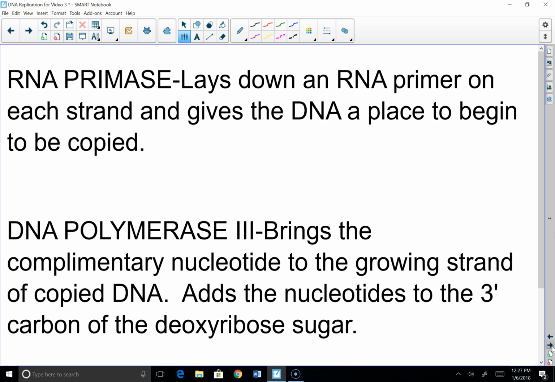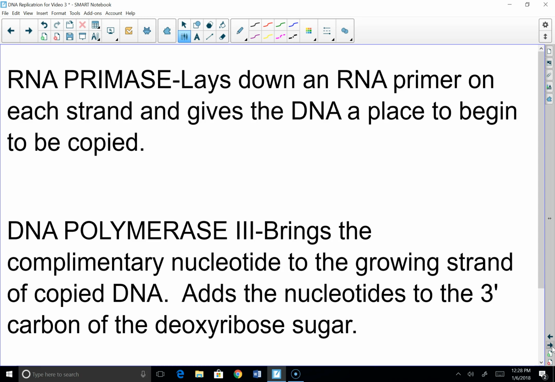Next, now that the pieces are separated and they are not going back together, we need to copy the DNA. Well, you just can't start. It's not that simple. First order of business is you need to come in and lay down a primer. In this case, it's an RNA primer. And the enzyme is RNA primase. This is going to give the DNA a place to begin the copying process.